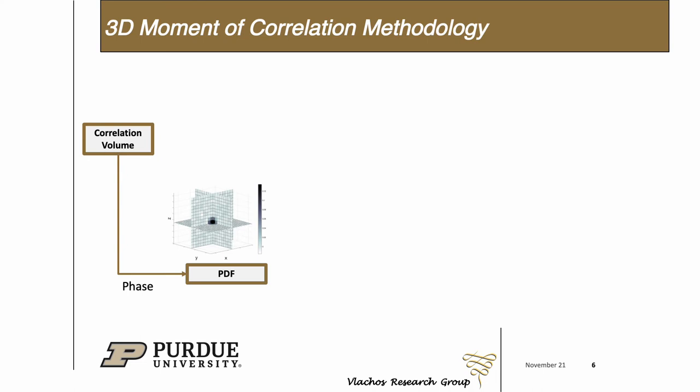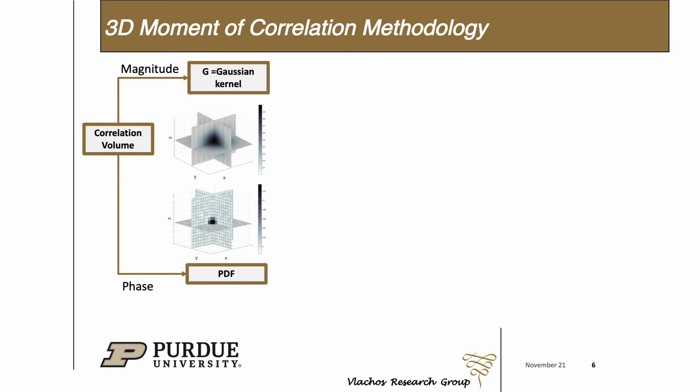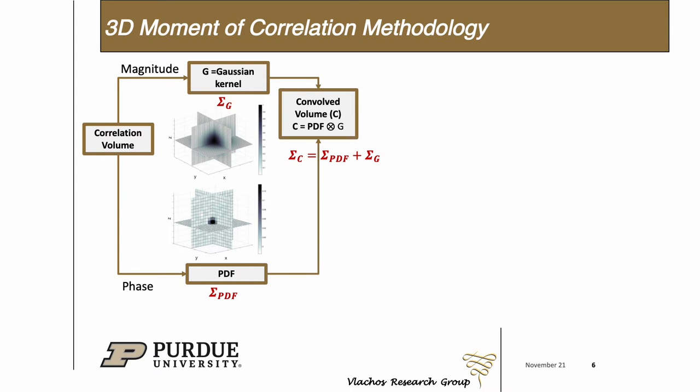To overcome this issue, we convolve the PDF with a Gaussian kernel, whose diameter is dynamically estimated from the cross-correlation PIV. Let's call the convolved volume C. The method assumes the PDF to be Gaussian, and accordingly, being the convolution of two Gaussians, C is also a Gaussian. Hence, the sum of covariance matrices for Gaussian convolution is used to find the PDF's PIV diameter.